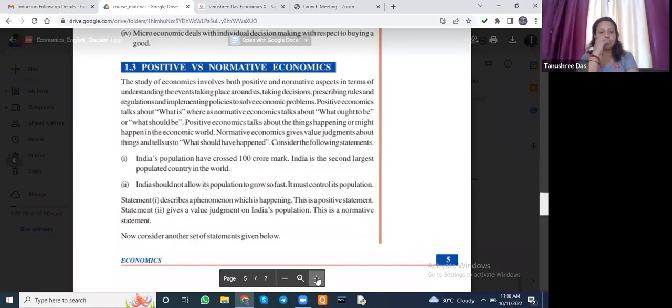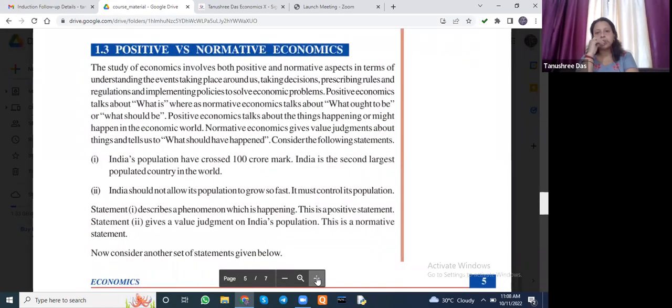Positive versus normative economics. Before NITI Aayog, before this policy formulation, India had the Planning Commission. When we think about both things in the same economy, it is known as positive or normative economics. Positive economics talks about what is actually happening, what is there, and what has to be done.